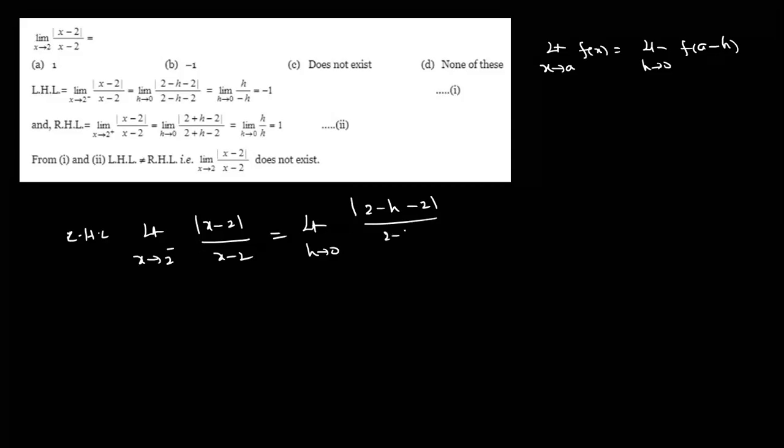Okay, convert to h. I told you what is the case. For the left hand limit, how to write, dear students? For x tends to a, f of x means the limit as h tends to 0 of f of a minus h. Like that you should write. So modulus of 2 minus h minus 2 by 2 minus h minus 2. What am I doing here? Replace x by 2 minus h. What is the result? Modulus of minus h by minus h.